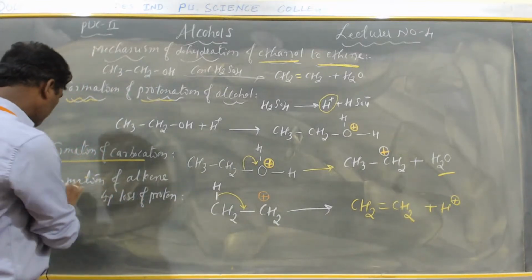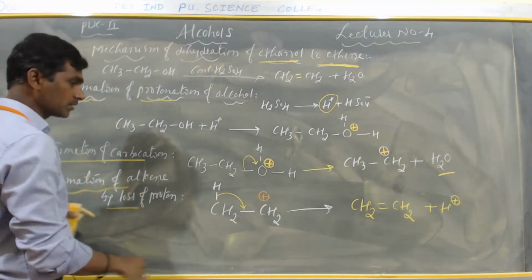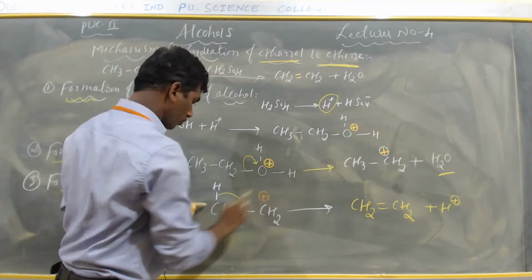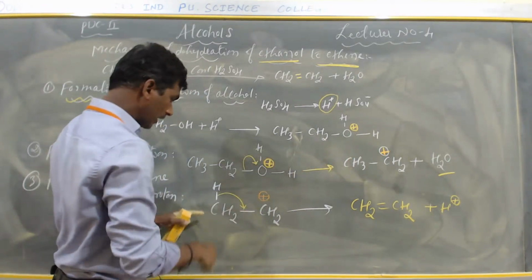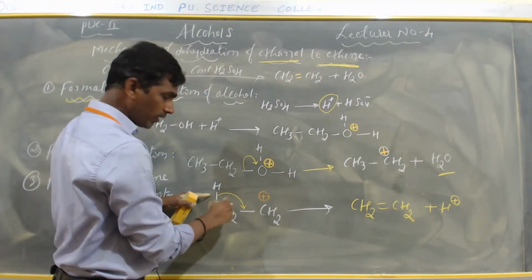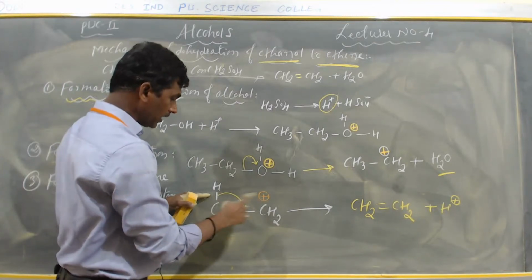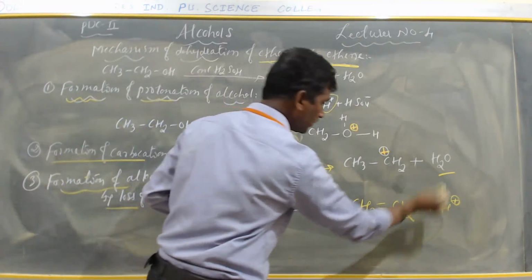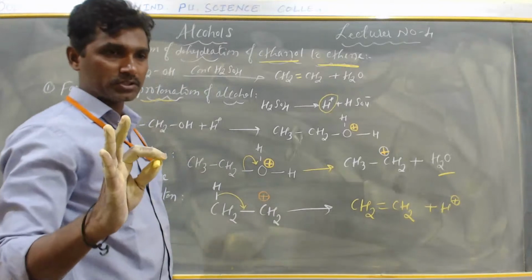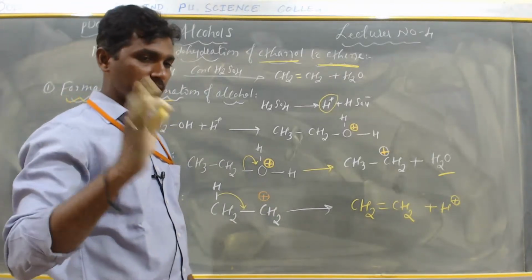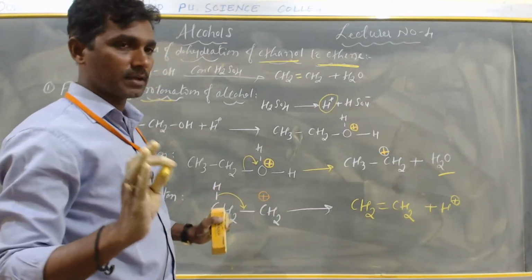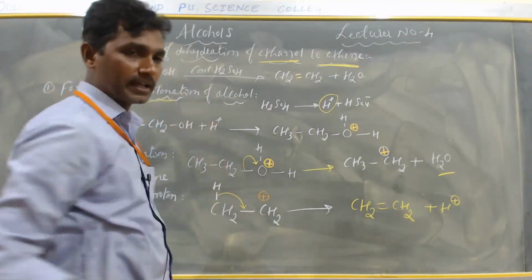And next is the third step, formation of alkene by loss of proton. You take this carbocation and eliminate hydrogen. By eliminating, the single bond becomes a double bond. So in the examination, you write these 3 points. It is very important for annual examination. Each step carries what?